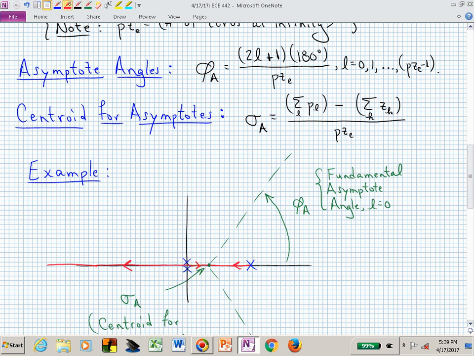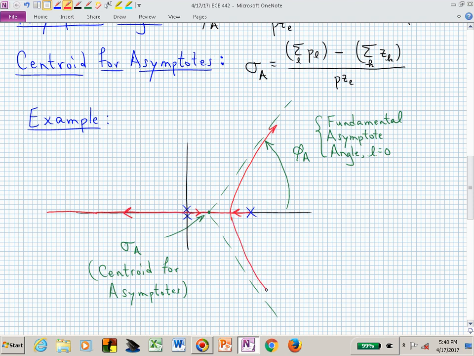These 2 branches will break away somewhere, but one will go towards that asymptote and the other will approach that asymptote as k goes to infinity. That's what rule number 4 allows us to understand. It tells us where, and where's the other asymptote? It's going off to minus infinity, or it's at 180 degrees. We have 3 asymptote angles. The fundamental, which is when L is equal to 0, is 60 degrees. That's the one I usually emphasize. Then we have another one at 180, and we have another one at 300.